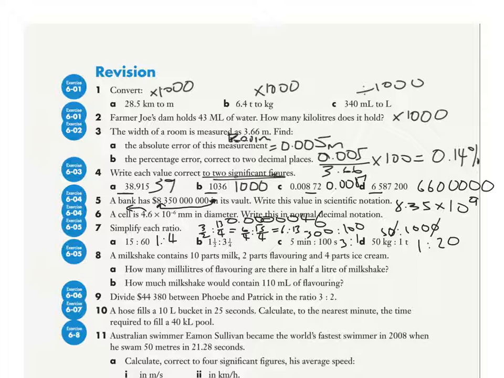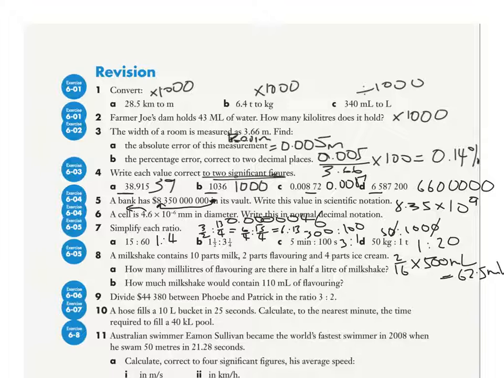Okay, a milkshake contains 10 parts milk, 2 parts flavouring and 4 parts ice cream. How many mils of flavouring are there in half a litre of milkshake? So add up all the parts, 10, 2 and 4, and you get 16. So flavouring is 2 out of the 16, and half a litre is 500 mils. And you get 62.5 mils.